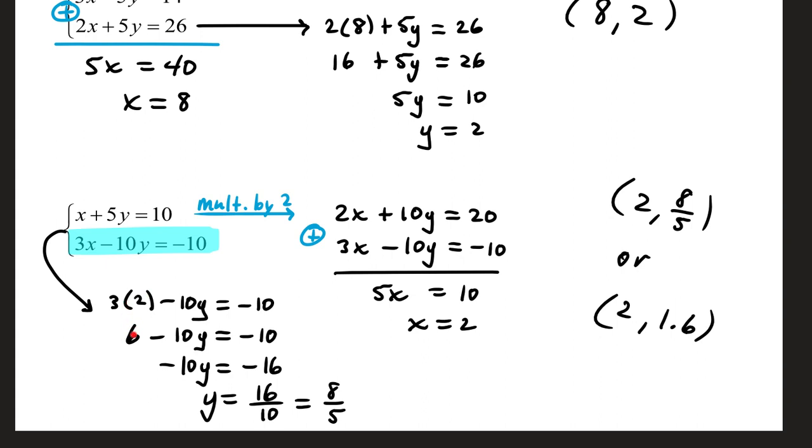That gives us 6 minus 10y equals -10. Subtract 6 on both sides. -10y equals -16. -16 over -10, the negatives will cancel. 16 over 10 reduces to 8/5 or 1.6, and you guys can give it in fraction or decimal form. This would be the intersection point of those two lines.